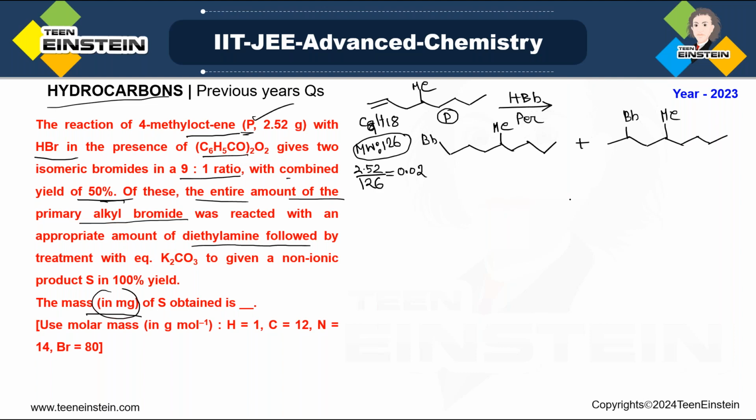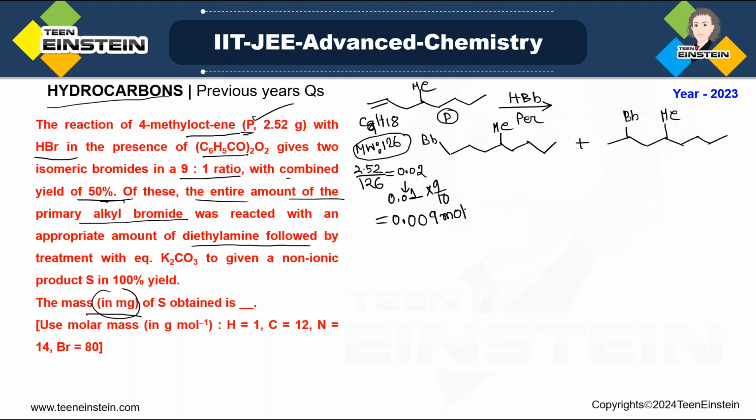Now the overall yield is 50%. That means the overall yield will be half of it. So 0.02 mole, this is 9. If it is half of it, 0.01. Now 0.01, if you take 9 by 10 of this amount, that is 0.9, then you will see it will be 0.009 moles. So you understood what I have done?